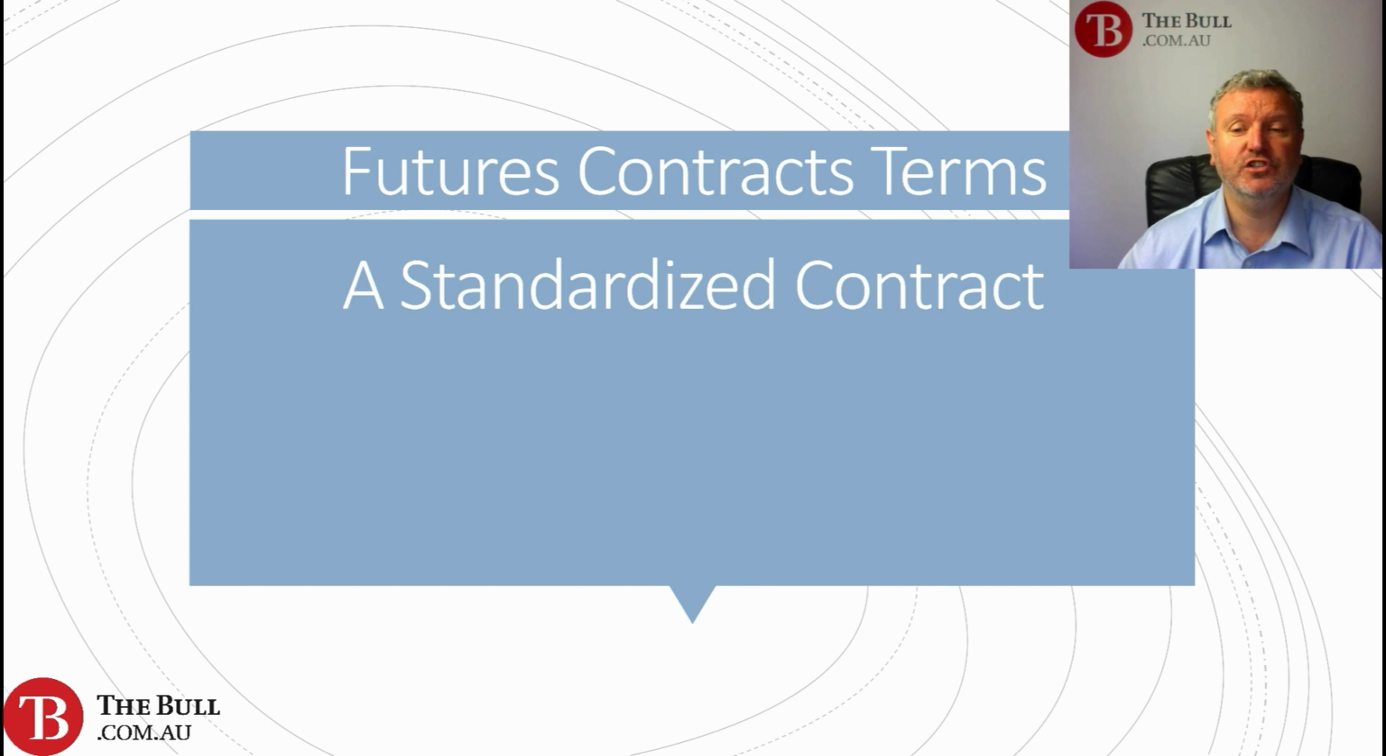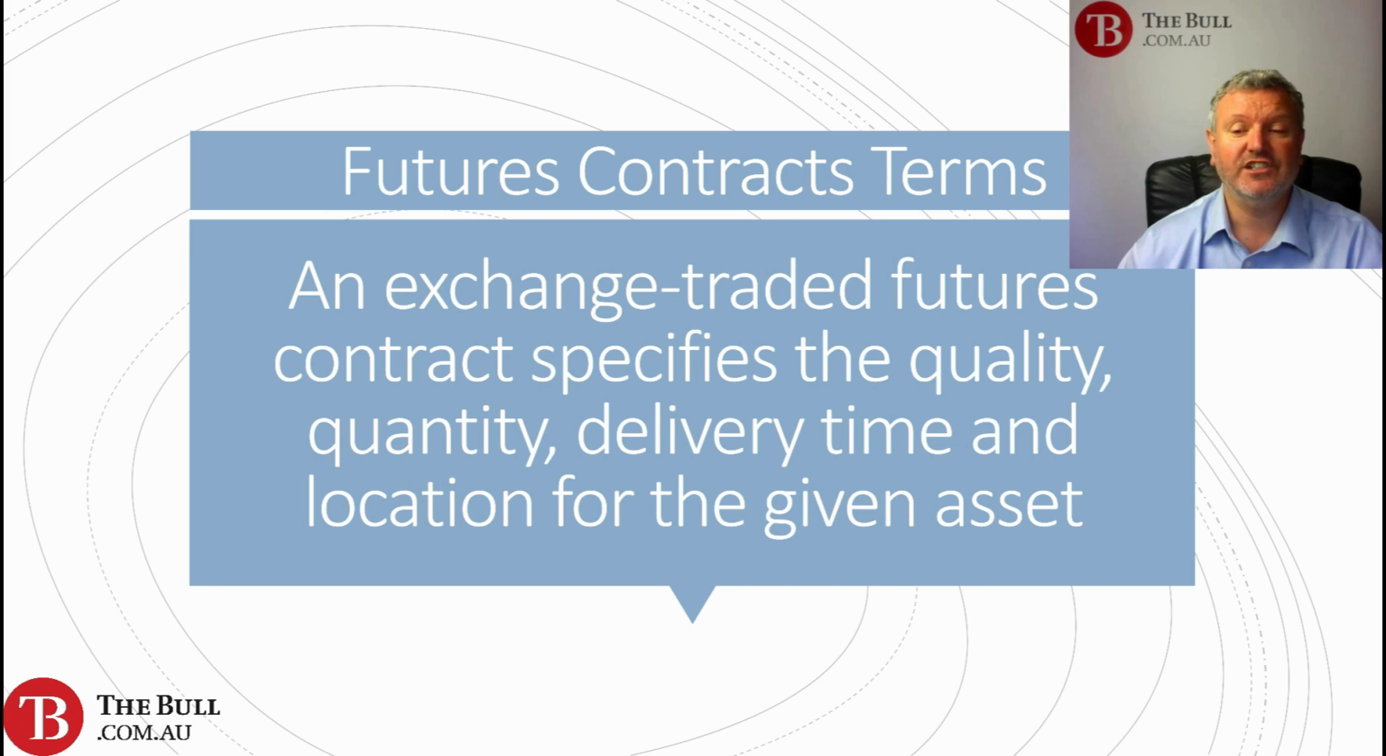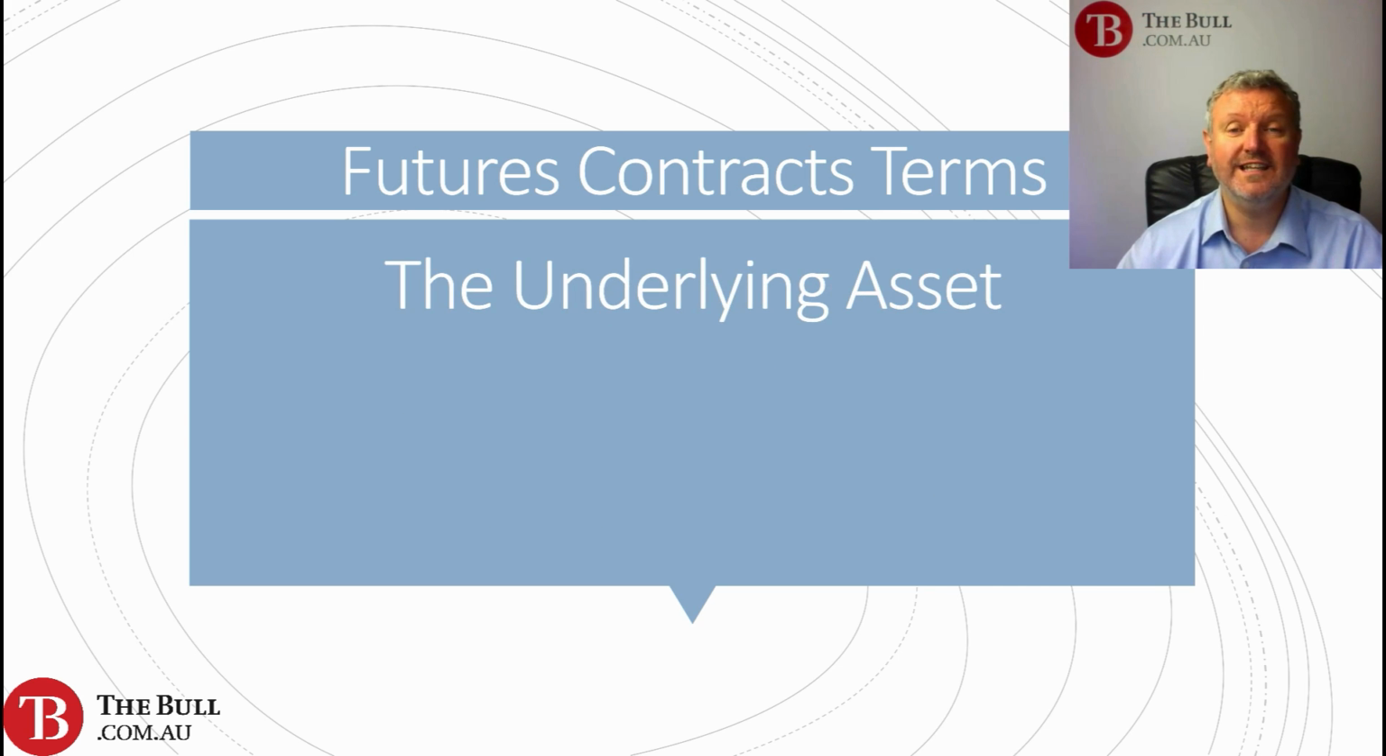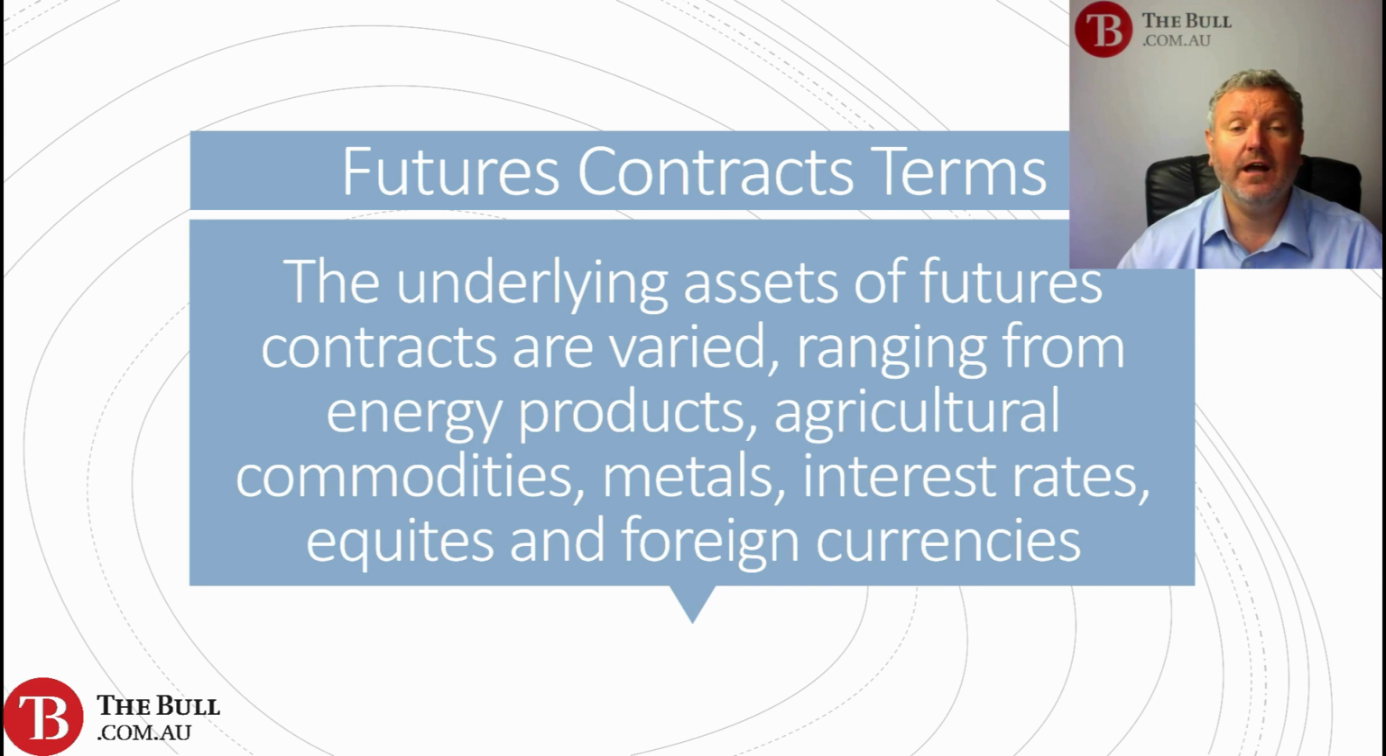Let's have a look at some of the futures contract terms. It's a standardised contract. An exchange-traded futures contract specifies the quality, the quantity, the delivery time and date, and the location for any given asset. What is the underlying asset? The underlying assets of a futures contract are varied. They range from energy products, agricultural products and commodities, metals, interest rates, equities, and foreign currencies.